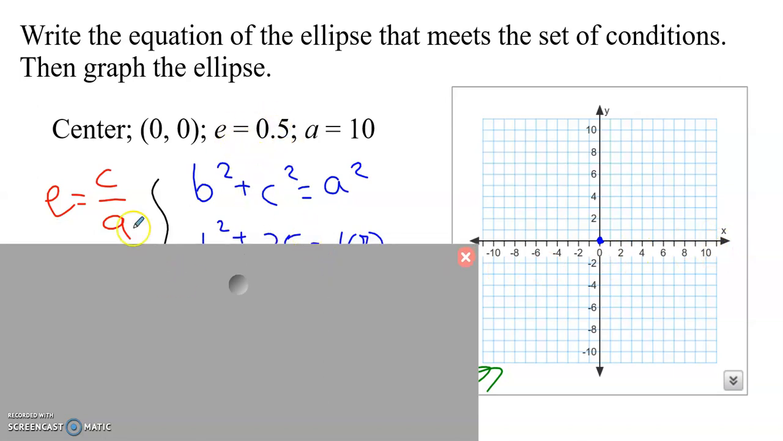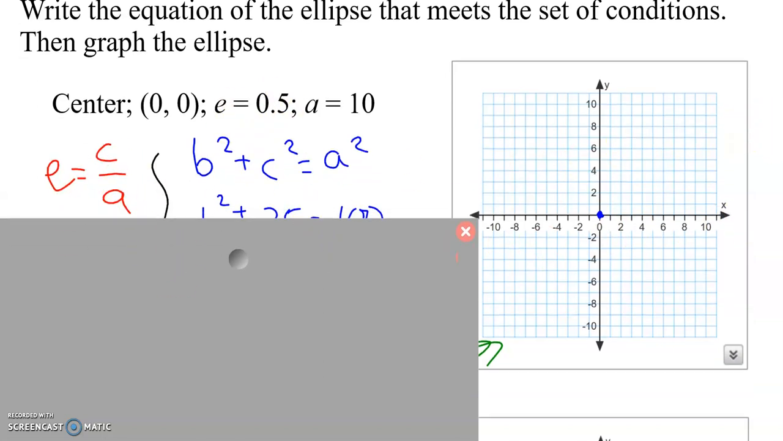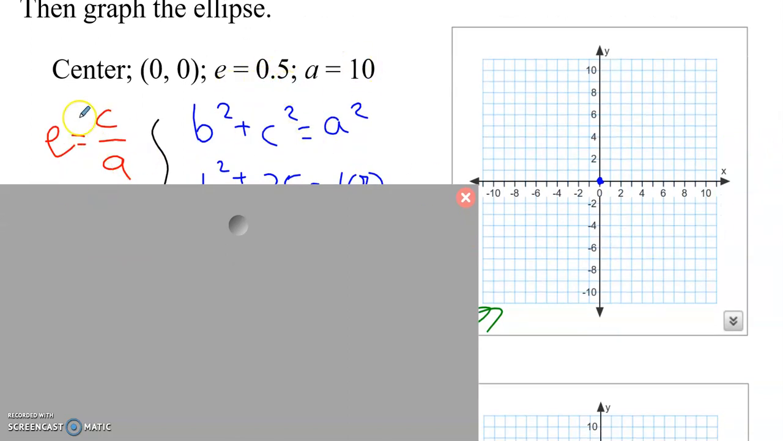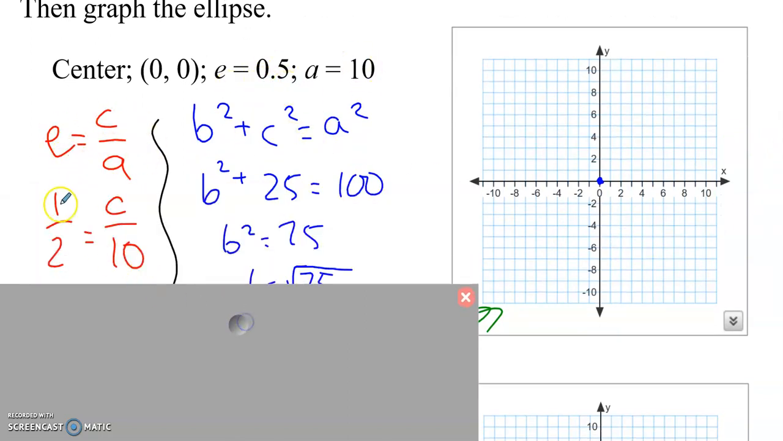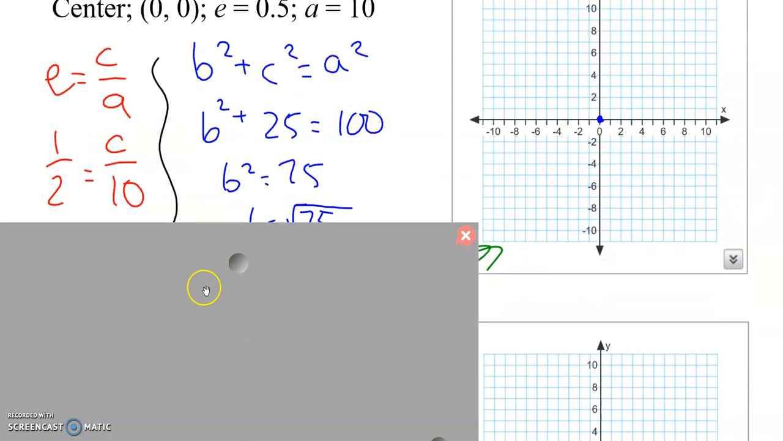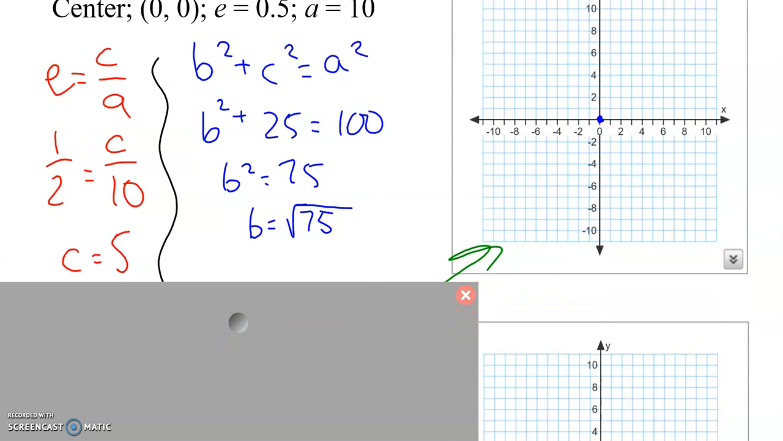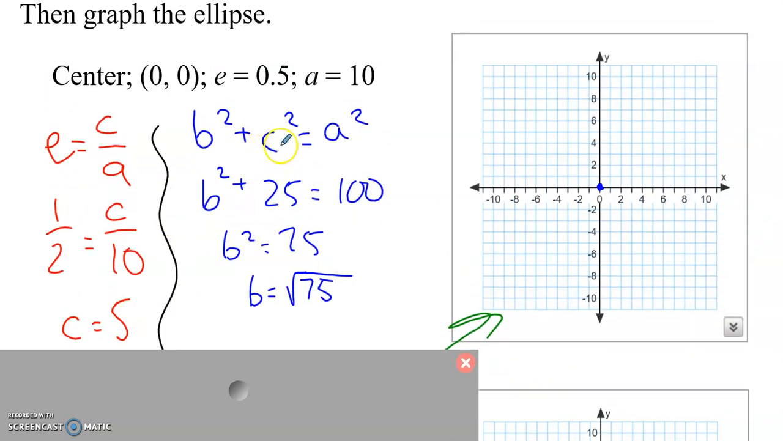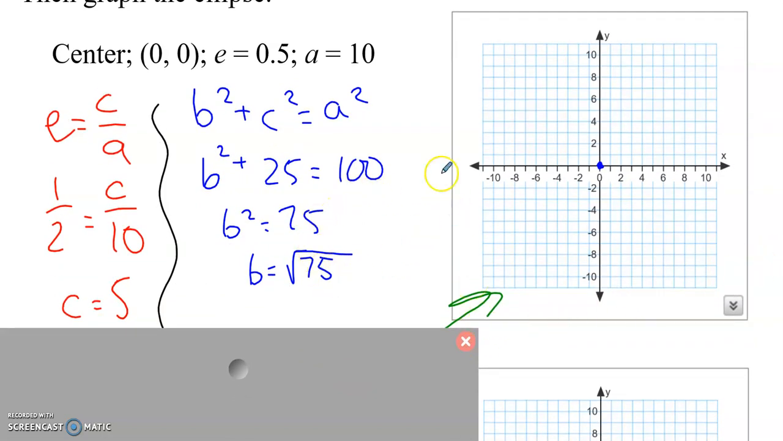I do know something about the eccentricity, so I'm probably going to use that formula there. And let's see, I know E, I know A, so let's use this formula to find C. So I plug in 1/2 for E, I plug in a 10 for A, and I get this equation right there. I solve it for C, and C is 5. I then plug that into this equation here of 5 for C and a 10 for A, and I get that B is the square root of 75. Now, the only thing, though, is I still don't know which direction is A and which direction is B.